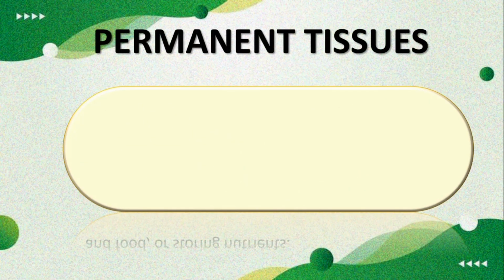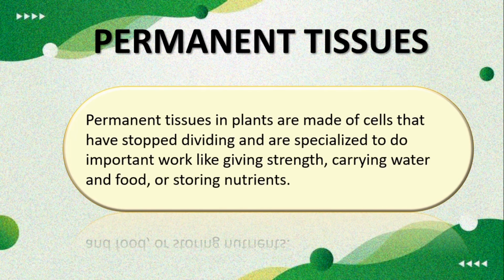Permanent tissues are tissues made of cells that have finished growing and dividing. Their main job is to support, protect, carry water and food, and help in movement.